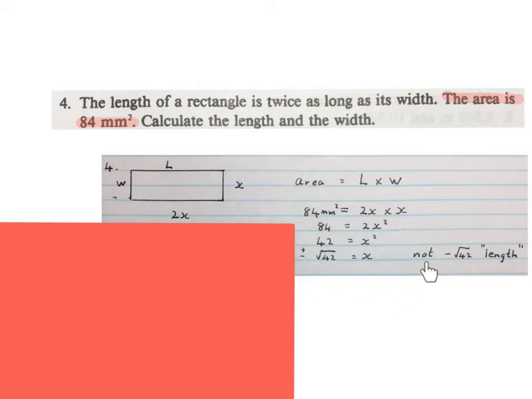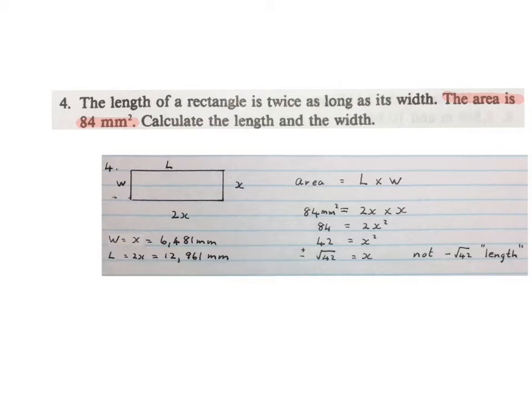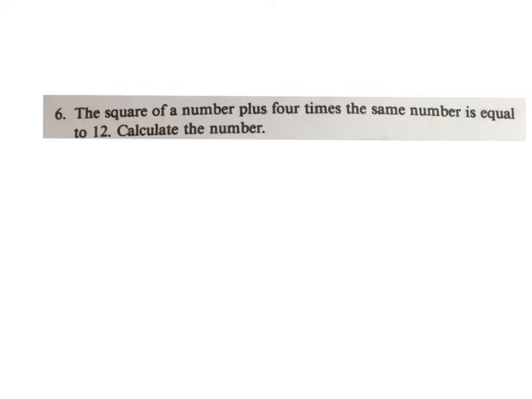But in this case, we're not going to use the minus square root of 42 because we're working with lengths. And lengths have to have a length. It can't be a negative length. Using your calculator, your width, which was x, is going to be rounded off to 6,481 millimeters. And your length was 2x. So you just times this by 2 on your calculator and write down your answer. Please stop the video and get your brain around this.